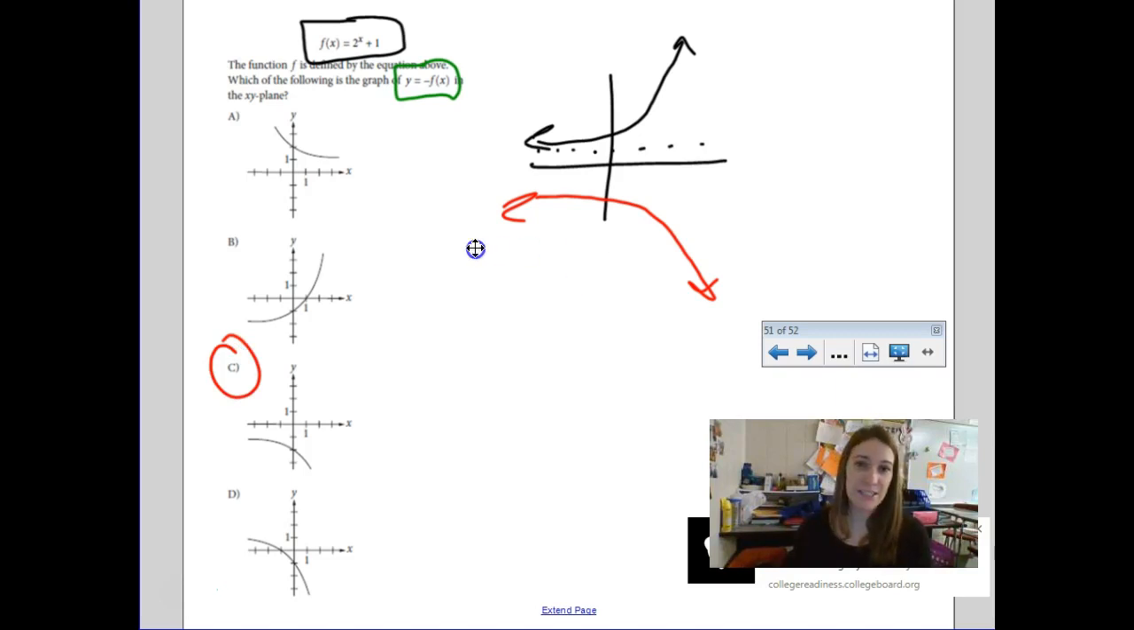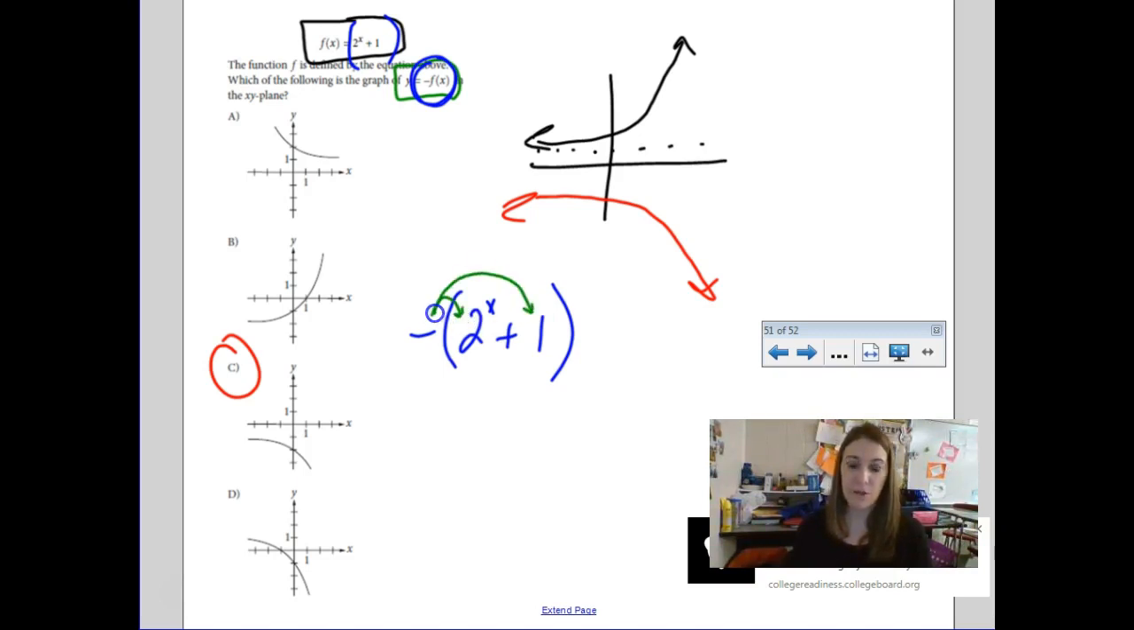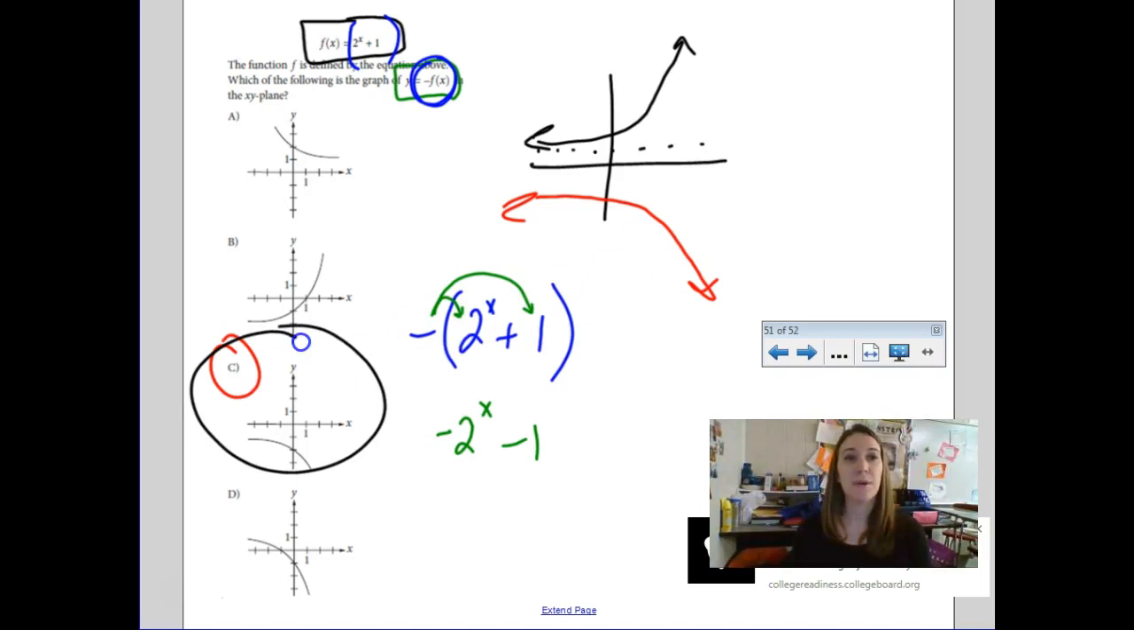But let me show you an algebraic technique to think about this. If you throw a negative in front of the function, so this entire function is going to have a negative thrown in front of it, right? A lot of kids get this wrong because they don't realize that negative gets distributed to not only the initial part of the function, but also to that vertical shift. So what used to appear as an up 1 shift is now actually moving a down 1 shift. So this function becomes negative 2 to the x power minus 1. So it's still a growth that's been reflected, but then it's been shifted down 1 unit. The horizontal asymptote is now at negative 1. So that is why C is the correct answer.